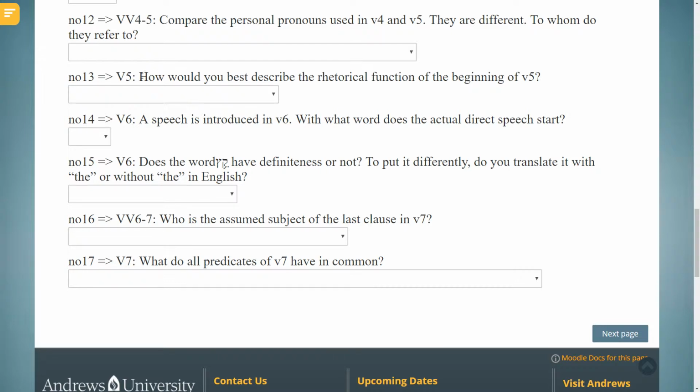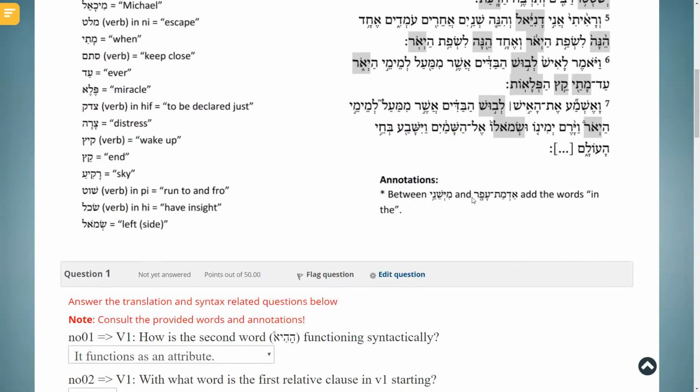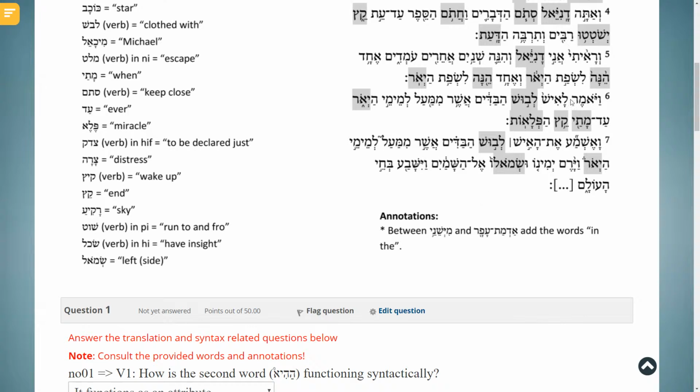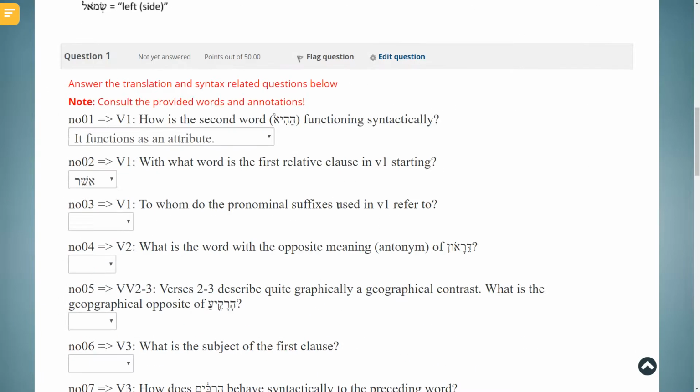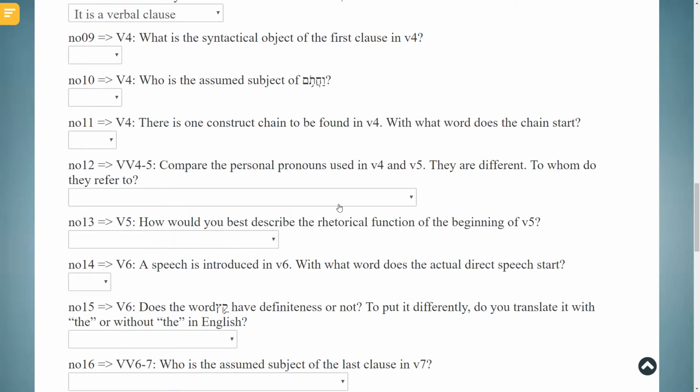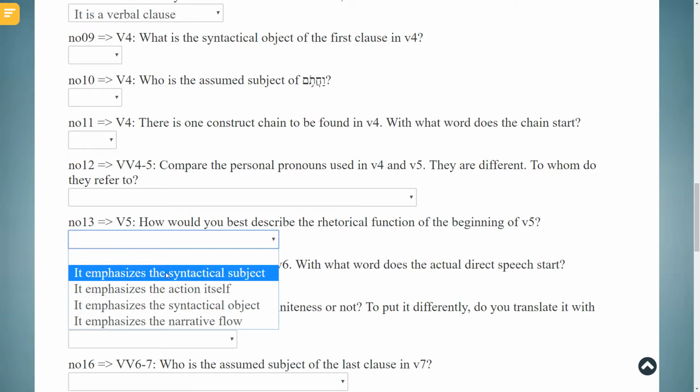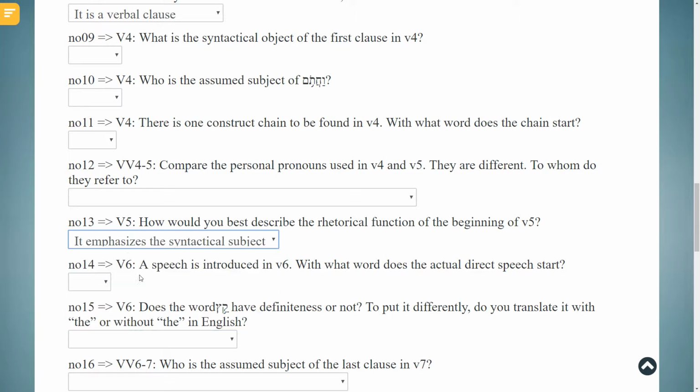How would you best describe the rhetorical function of the beginning of verse 5? Let's look here at the beginning of verse 5. I, Daniel. So obviously we have emphasis going on. The first person is activated already with Ra'iti, but then we have Ani, and then the apposition Daniel. So we can say emphasizing the syntactical subject is the right answer here.